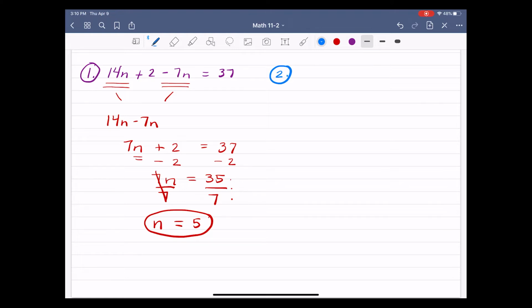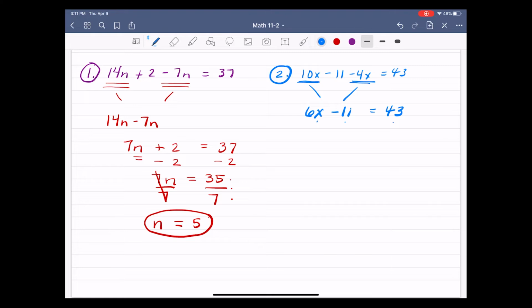Number 2, our problem is 10x minus 11 minus 4x equals 43. If you look here, we have a 10x and a negative 4x. We can combine these terms together. 10x minus 4x is 6x. Then I'm going to bring down my minus 11, the equal sign, and 43. So our new equation says 6x minus 11 equals 43.